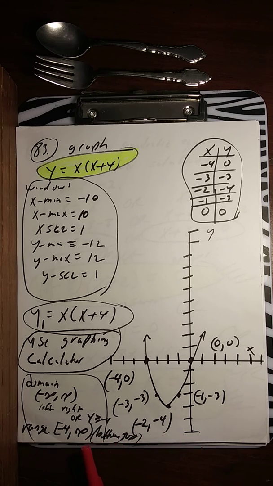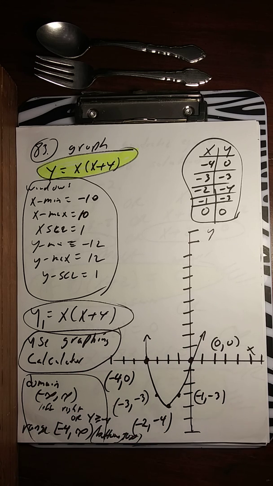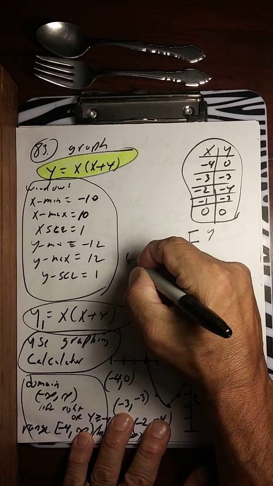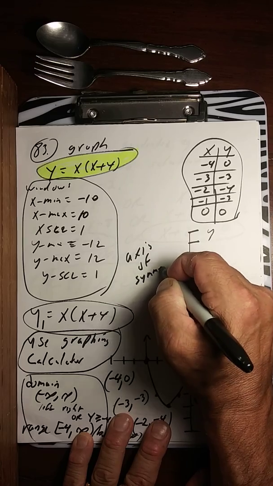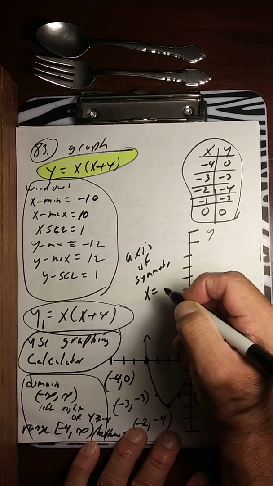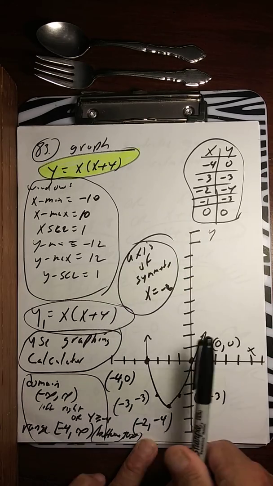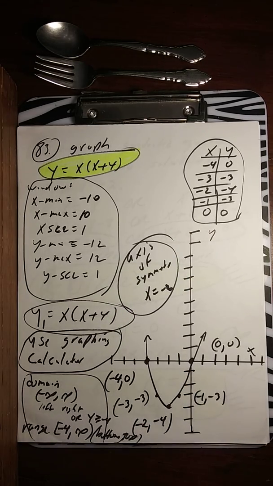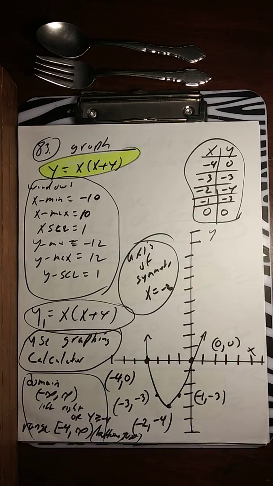The domain and the range. And the axis of symmetry, let's go ahead and write that in there somewhere. The axis of symmetry is x equals, what is it? Negative 2. Right here. Okay. X equals negative 2 is the axis of symmetry.